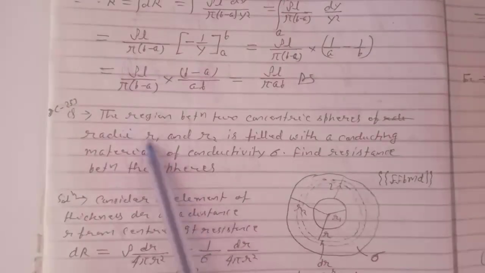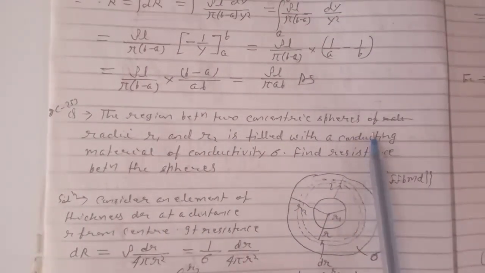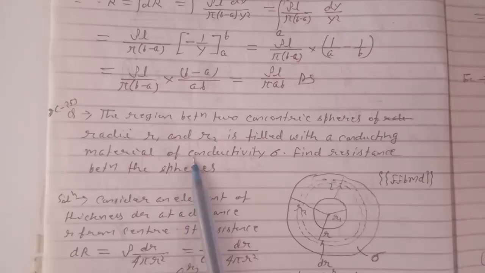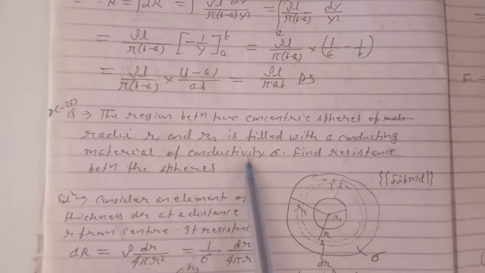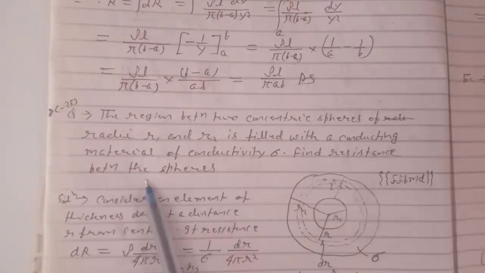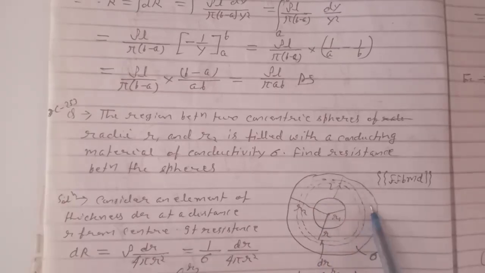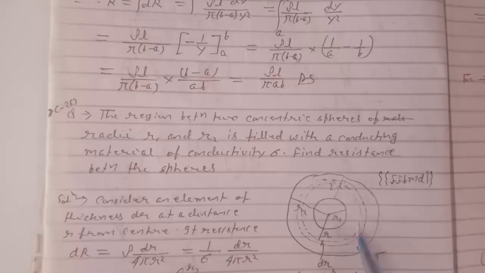Next, the region between two concentric spheres of radii r1 and r2 is filled with a conducting material of conductivity sigma. Find the resistance between the spheres. This is a sphere and it is covered by another sphere, and the material is of conductivity sigma.